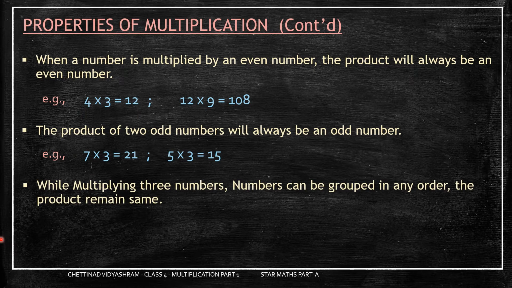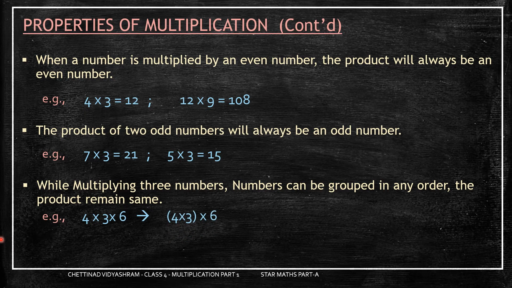While multiplying three numbers, numbers can be grouped in any order. The product remains same. So in this property, if you have two or more numbers, take three numbers to be multiplied, you can group them in any order. Their product will remain same. Example, 4 into 3 into 6. Let's take these three numbers. If we group them in any order, the product will always remain same.